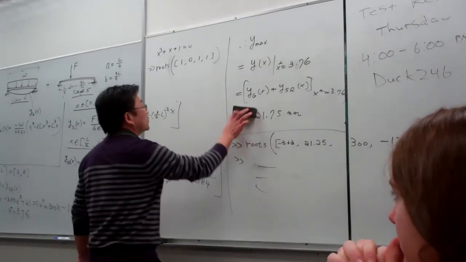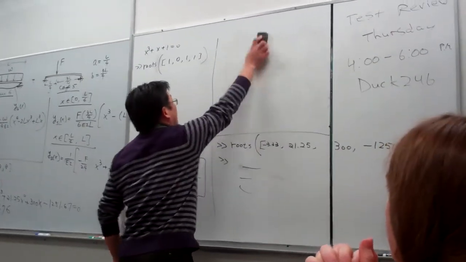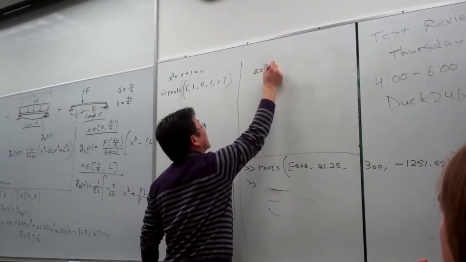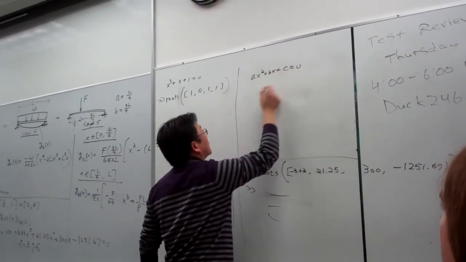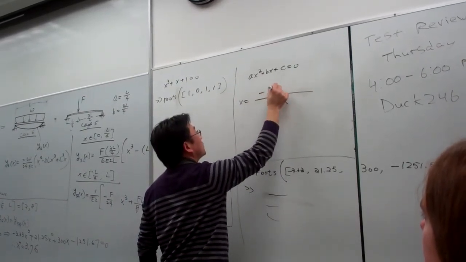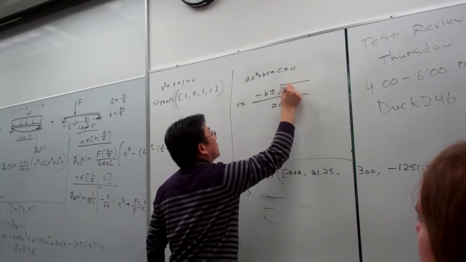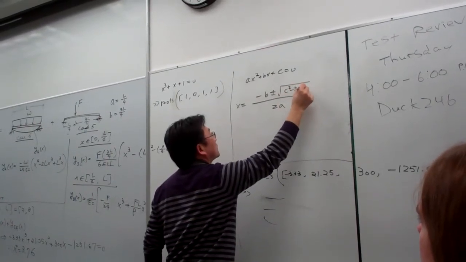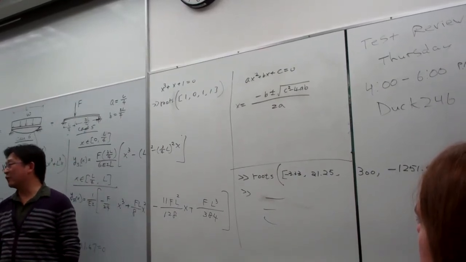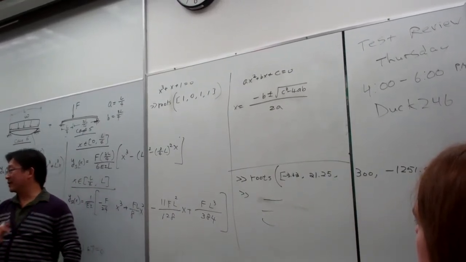The way to do it by hand would be like this. For example, if you have ax squared plus bx plus c equal to 0, then the roots should be equal to minus b plus or minus the square root of b squared minus 4ac, over 2a. At most, I will have this kind of format, and nothing will be more challenging than this one.